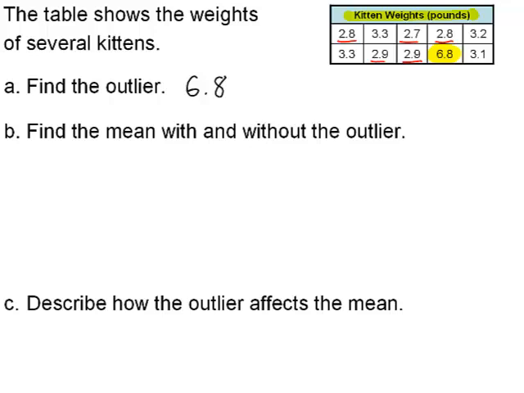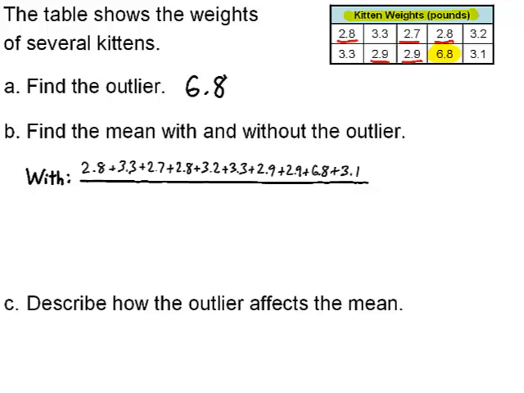Part B. Find the mean with and without the outlier. First, let's find it with. Write the fraction bar and write the sum of all data values and divide by the number of data values. With the outlier, there are 10.